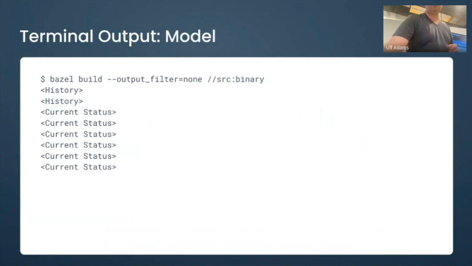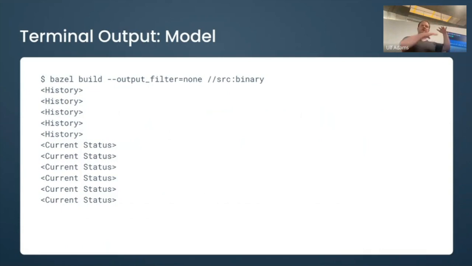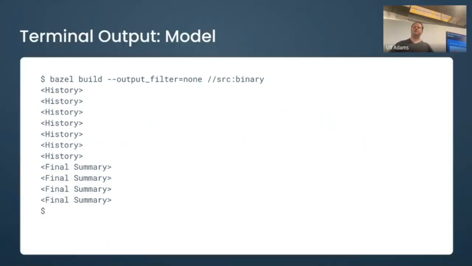And looking back, the model behind that output, how the Bazel team has designed that, is conceptually, you run the build and you have a history that's scrolling back, and you have a current status that could be one line or multiple lines, and then you get more history output, and the status scrolls down, or your terminal scrolls up most likely, and then you end up with a final summary at the end of the build. And this is literally how we designed the Bazel output.